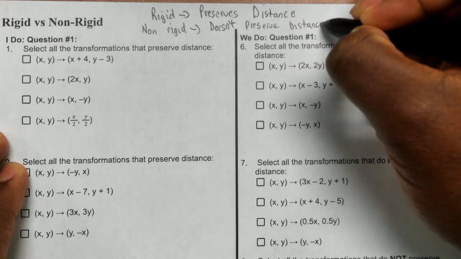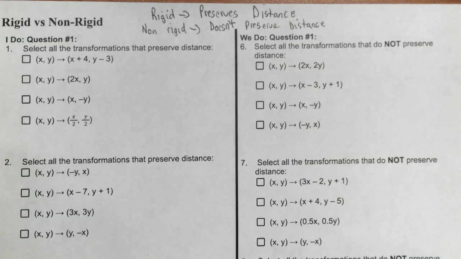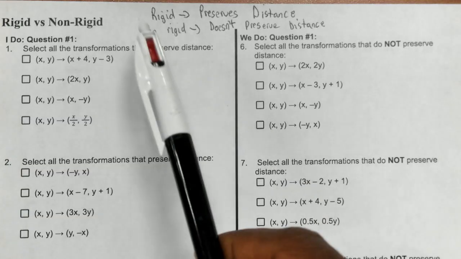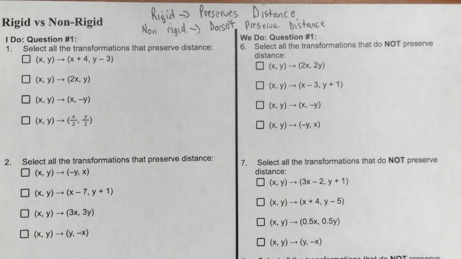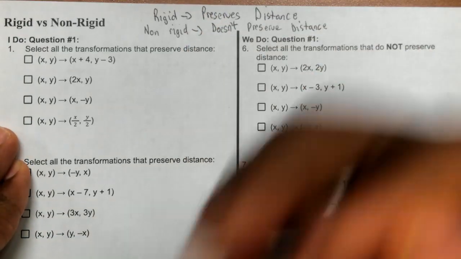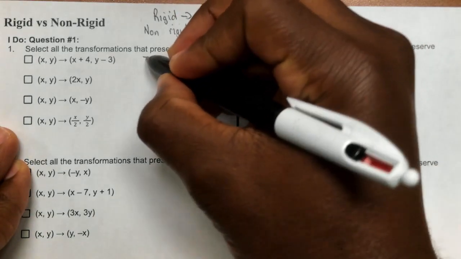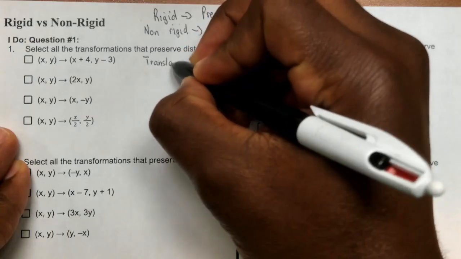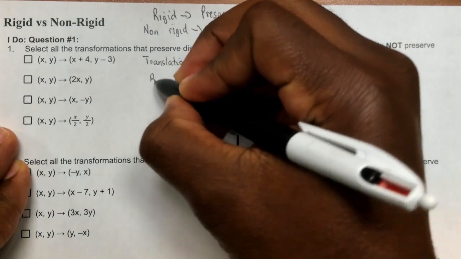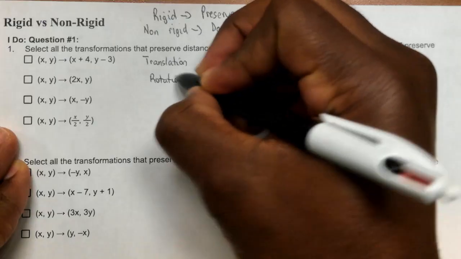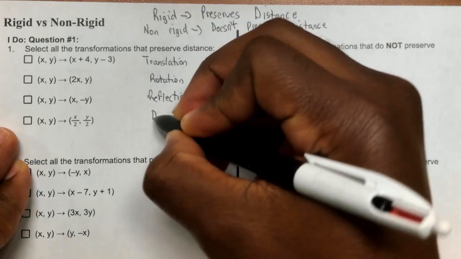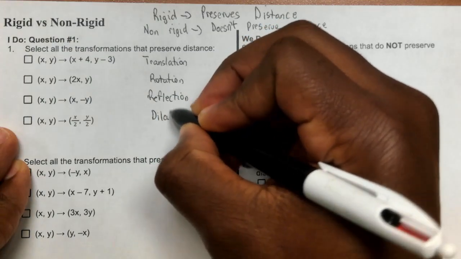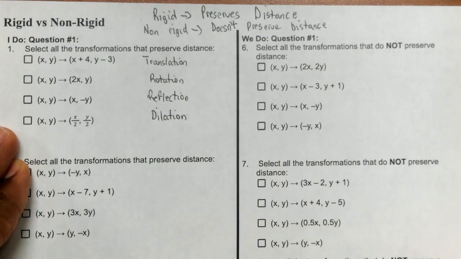And you're probably wondering, well, what does all of that preserve and not preserve actually mean? Well, if I want to evaluate when I transform a figure if it keeps the same distance, I need to remember the 3 ways we can transform a figure. So the ways are translation, rotation, reflection, and the final one, dilation. So these are the ways you can transform a figure.